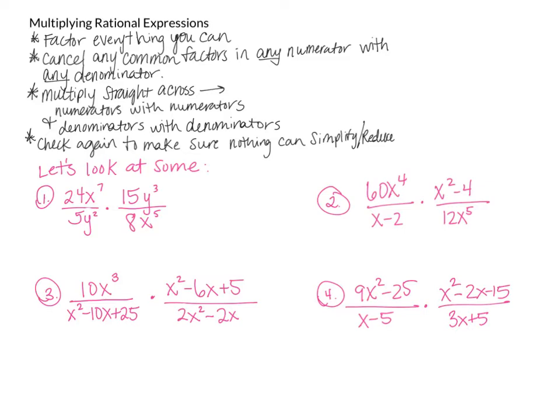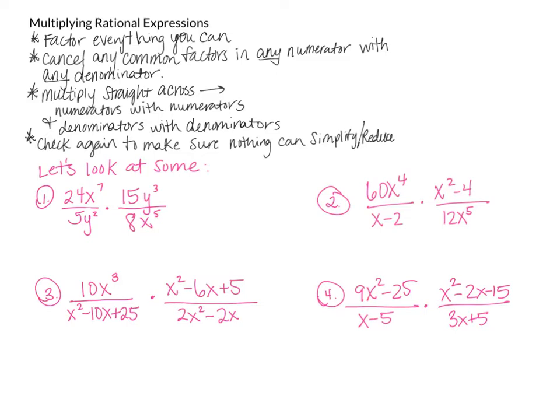Once we do that, we want to see if we can cancel out any common factor. So that means any numerator that has a factor with any denominator. It doesn't have to be its own numerator or denominator. It can be any of them in the multiplication. Remember, they have to be exactly the same to be able to cancel.